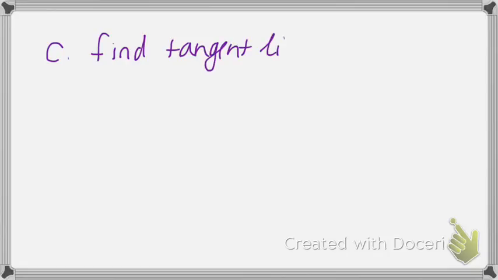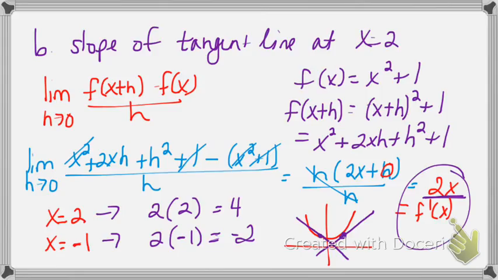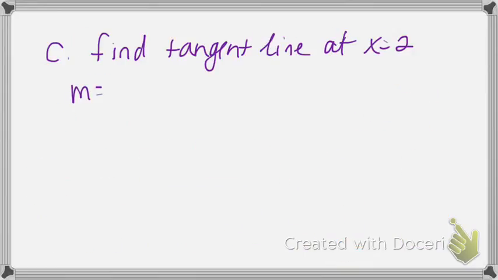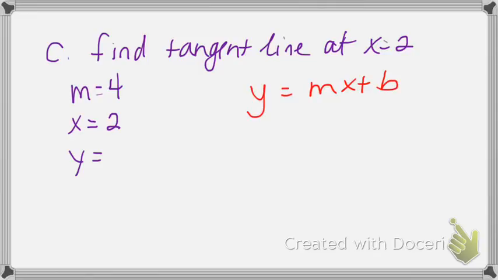Now, the C part, which is the last part of what we'll be doing, is find the actual tangent line. Figure out what the equation is. Now, we found in B that 4 was the slope. So at x equals 2, the slope is 4. We know that x equals 2. When we write the equation of a tangent line, we're going to have y equals mx plus b. We're going to fill in y, m, and x, and then we're going to solve for b.